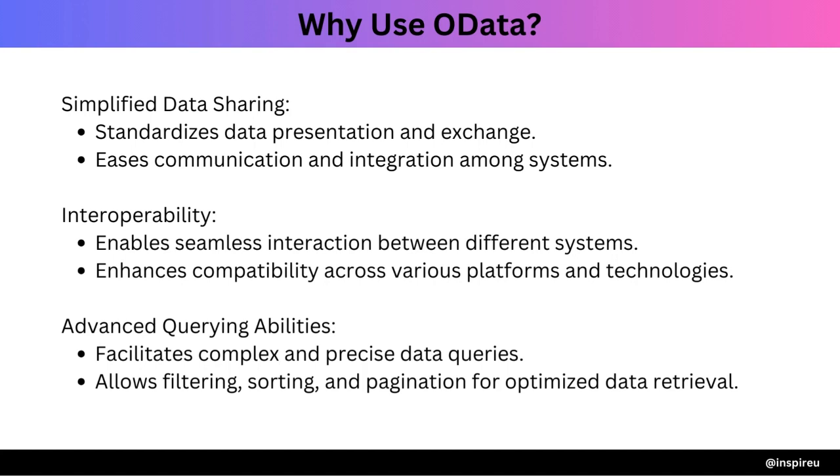Additionally, OData empowers us with advanced querying capabilities. It allows for more sophisticated and precise querying of data, enabling operations like filtering, sorting, and pagination. This flexibility provides a powerful way to retrieve only the data needed, improving performance and enhancing user experience.